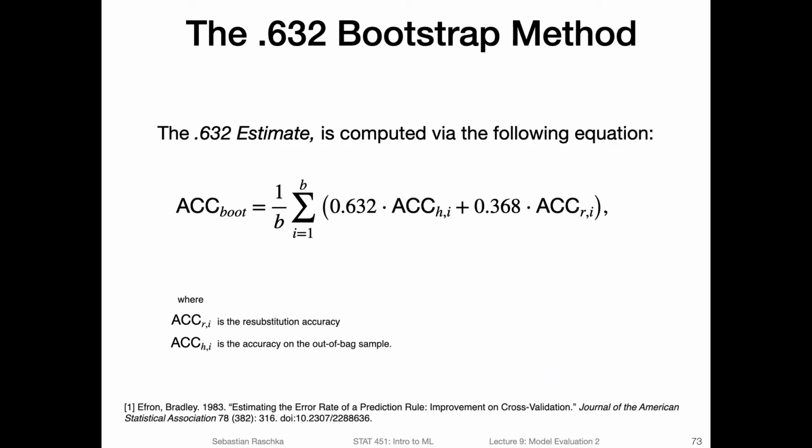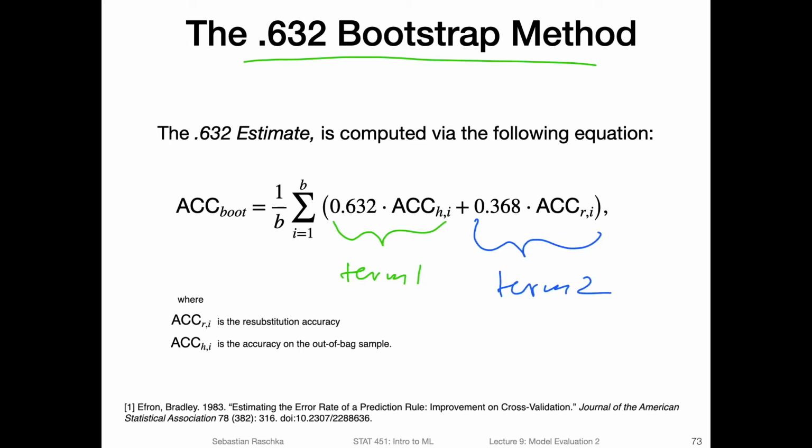Okay, so now how is that related to the 0.632 Bootstrap method? The 0.632 Bootstrap method tries to address the pessimistic bias of the Out-of-Bag Bootstrap, and that is by using both the Out-of-Bag samples and the Bootstrap samples to compute the accuracy in each round. So in each round, the accuracy is computed as follows. We have two terms, term 1 and term 2, and they get added together. That's for each Bootstrap round.